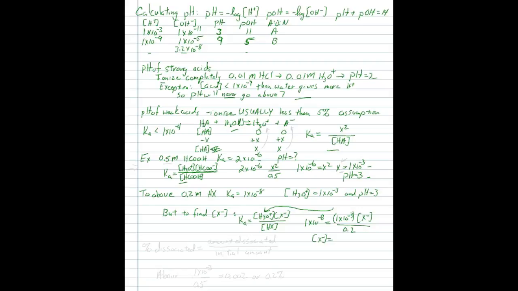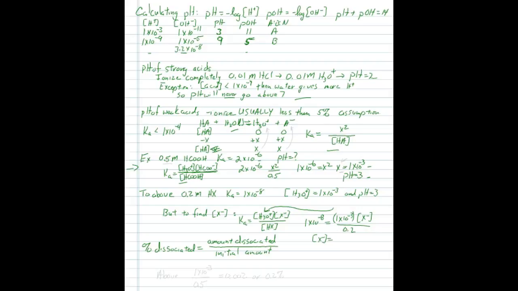Okay. The last thing is the formula for finding the percent dissociated. This is how much of the weak acid has fallen apart. And it is the amount dissociated, which is the hydronium ion concentration, divided by the initial amount of the weak acid.